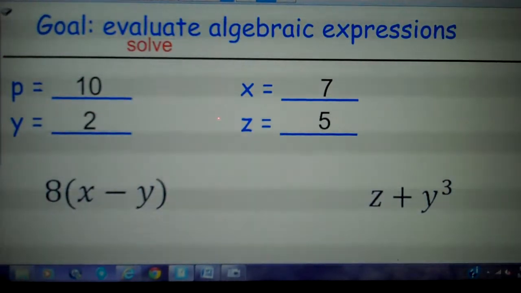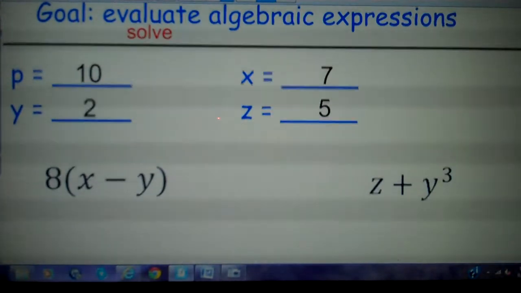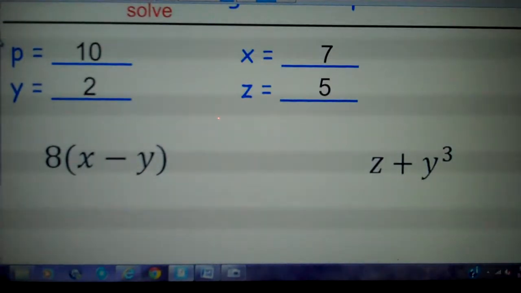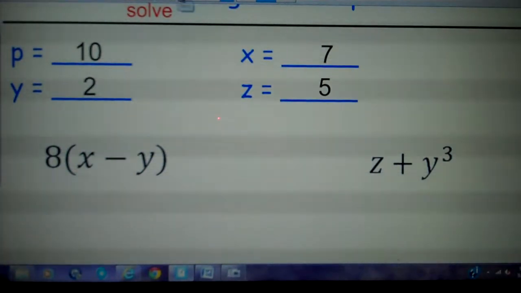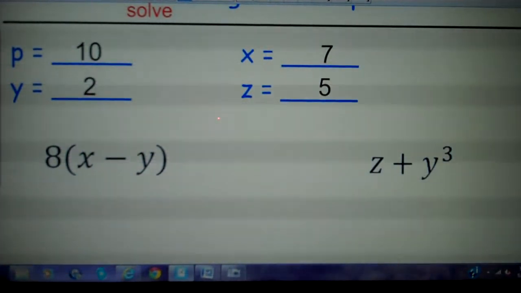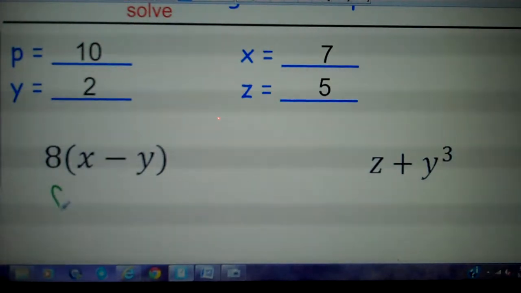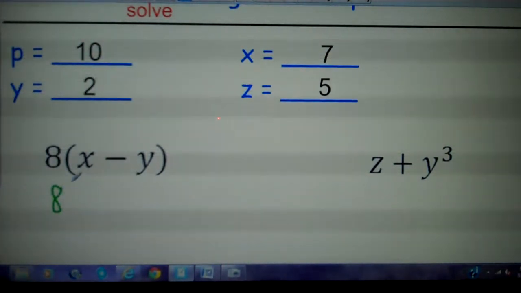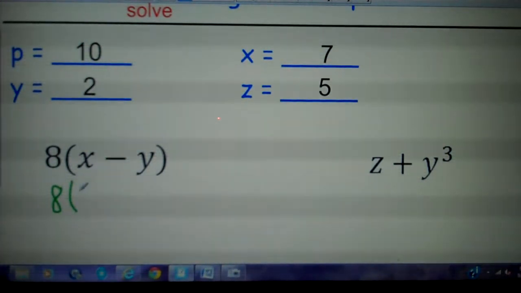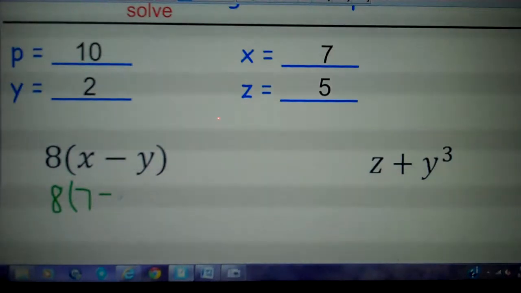So for our first example, we have 8 parentheses x minus y. So I'm going to plug in the value of x that they give me up here, which is a 7. So I'm going to rewrite the problem, 8 parentheses, and instead of x, I'm going to plug in the value they told me for x, which is 7, minus the value they gave me for y, which is 2.